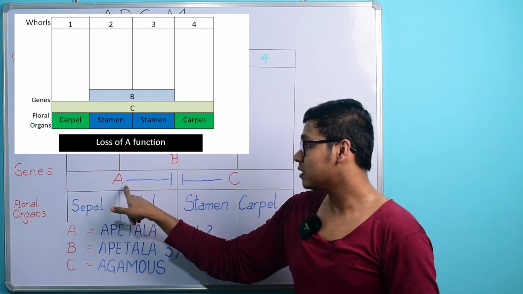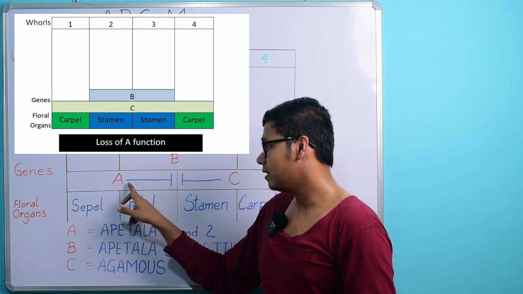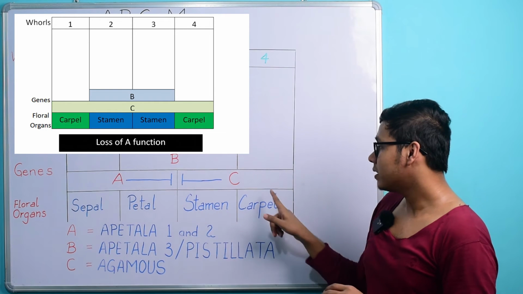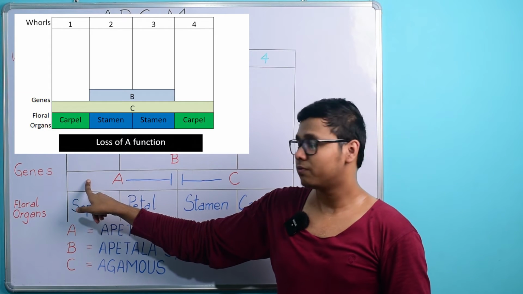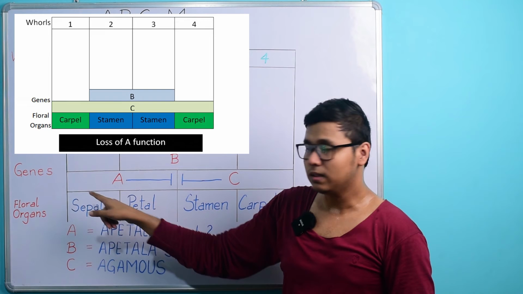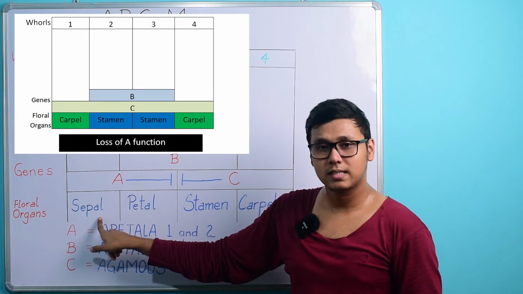Remember, I am talking about when gene A is absent or there is a loss of function mutation in gene A. In that case, gene C will be expressed throughout, till the first whorl, and in the first whorl we will be getting carpels in place of sepals.